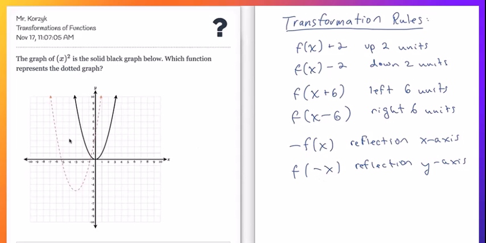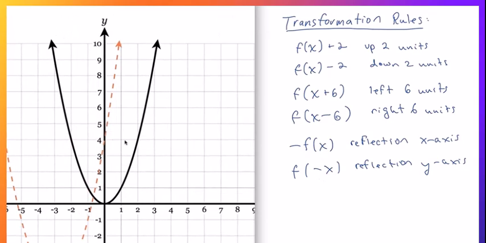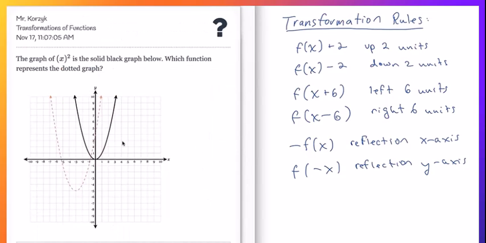But if I negate an x value, for example, if I negated this x value 2, 4, I would negate it to negative 2, 4. Negating an x value would reflect over the y-axis. So those are the basic rules here.